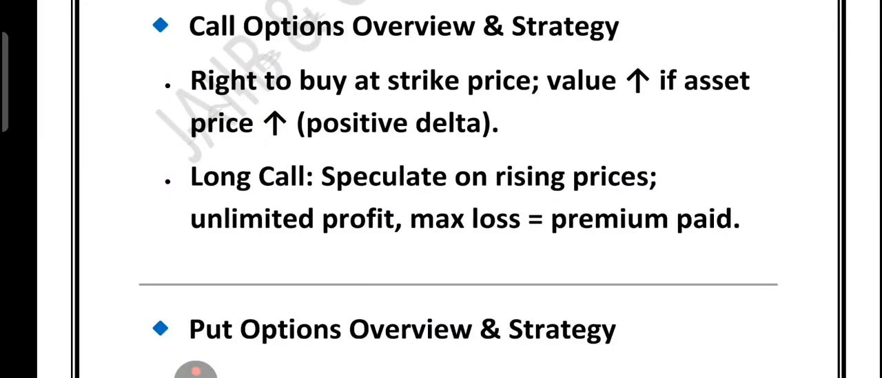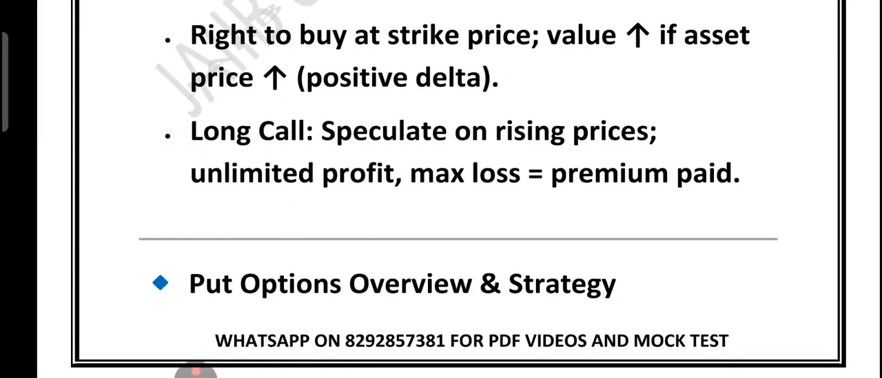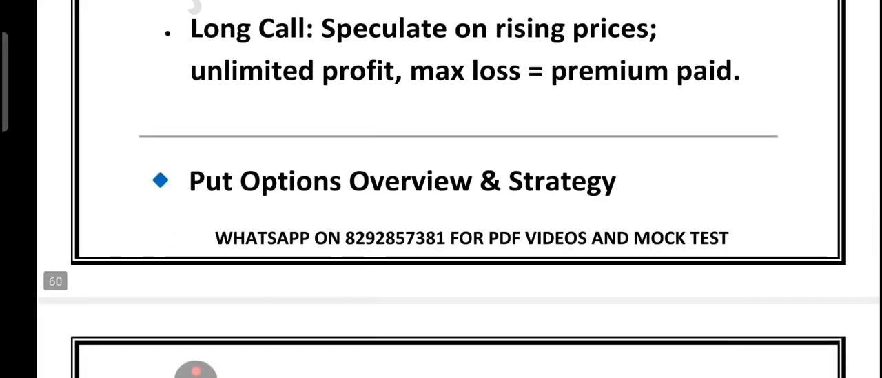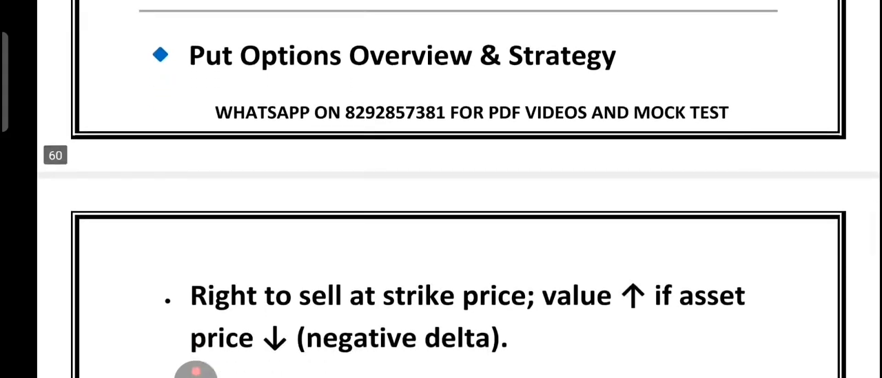Now, a call option gives the right to buy at a strike price. If you have a long call, it means you buy if you expect the price to rise. Profit: unlimited profit if the price rises, and loss: you have to pay the premium, right? Obviously. So quick revision, let's just talk about the points. Call means buy right, long call means bullish market, and the maximum loss you can have is the premium.